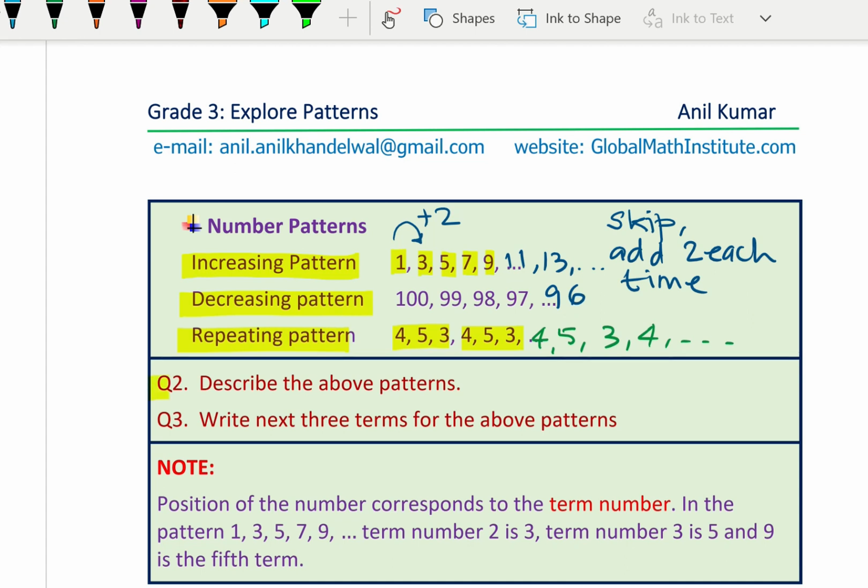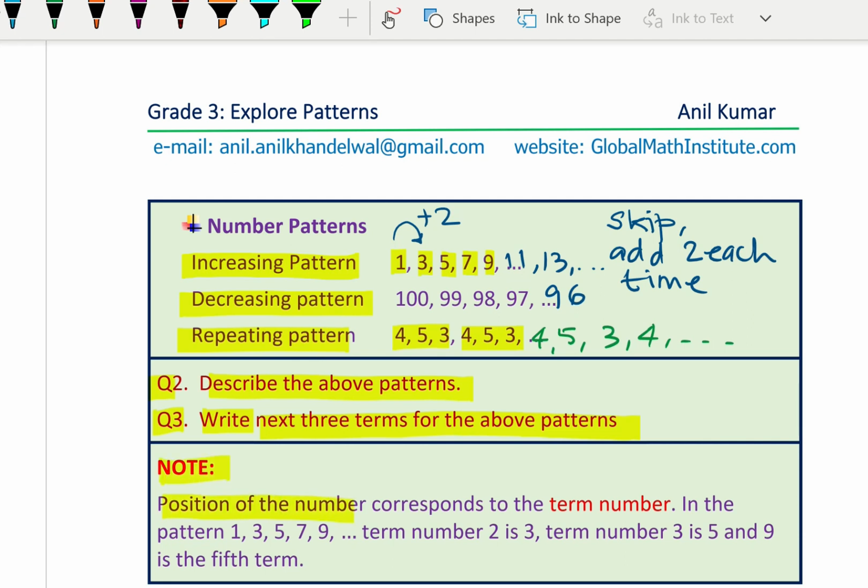Question number 2 here is: describe the above patterns. You have seen that they can be described in many different ways. Try to describe in the best possible way. Question number 3 here is: write the next three terms for the above pattern. I wrote some. You can add three more terms to this list. Now here is a note.